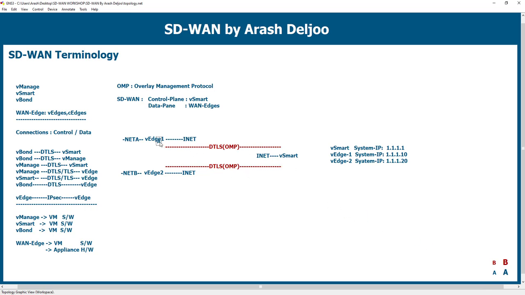When you have OMP, every vEdge should send its OMP routes, its connected routes, to the vSmart. vSmart is the central repository for all routes. As you know, I mentioned all of these topics in the previous video: when we have a WAN edge, or for example a vEdge, we have two sites. One is the service site, and the other is the transport site. The transport site is connected to the transport networks, for example internet, MPLS, LTE, or other types of transports. And the service site is connected to our LAN.